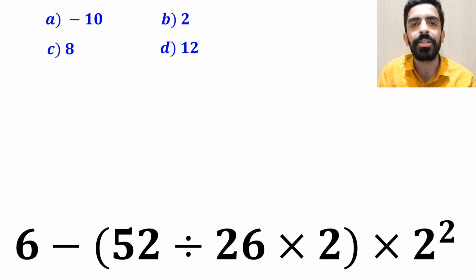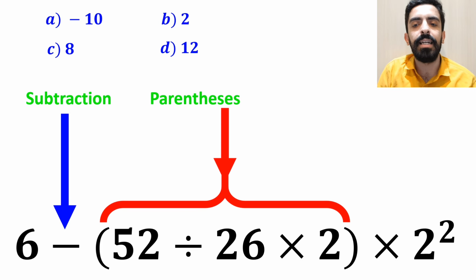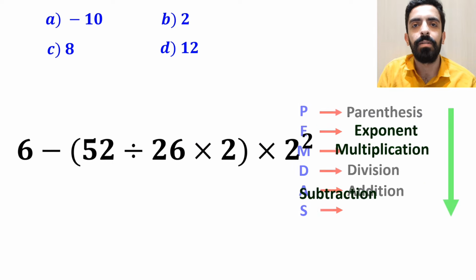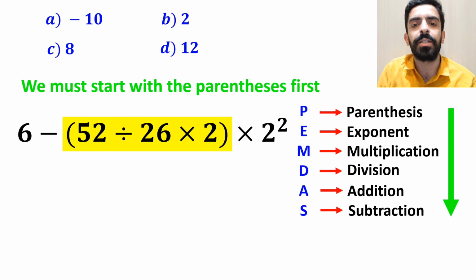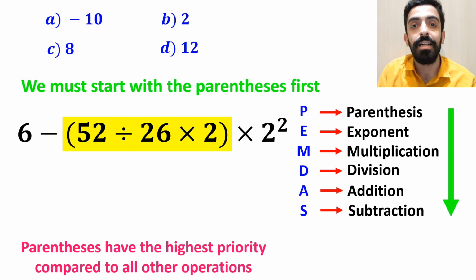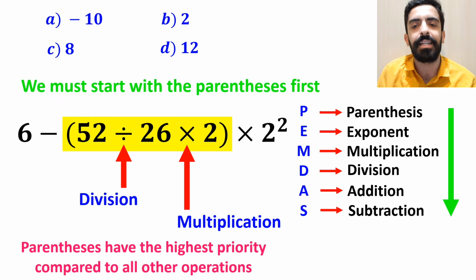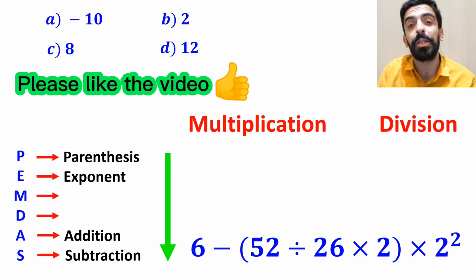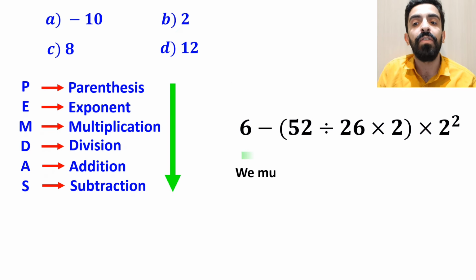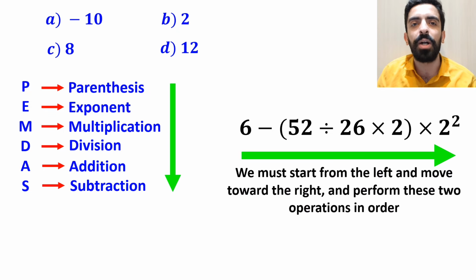Okay, as you can see on the screen, in this expression, first we have a subtraction sign, then parentheses, after that we have a multiplication sign, and finally an exponent. So, we must start with the parentheses first, because parentheses have the highest priority compared to the other operations. And inside the parentheses, first we have a division sign and then a multiplication sign. It's very important to remember that multiplication and division have the same level of priority. In this situation, we must start from the left and move toward the right, performing these two operations in order.